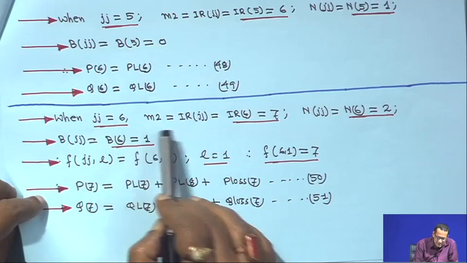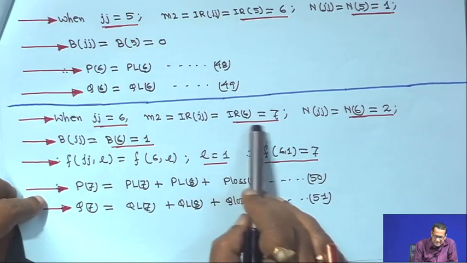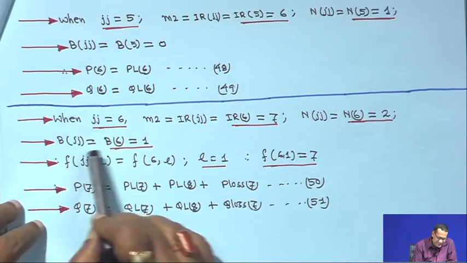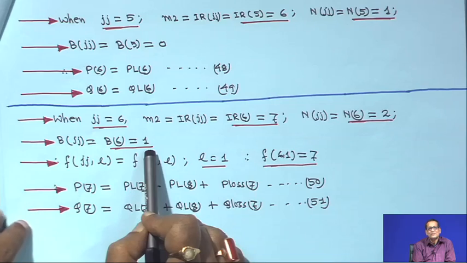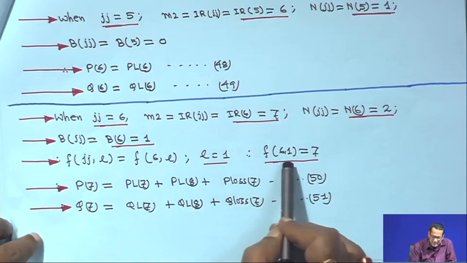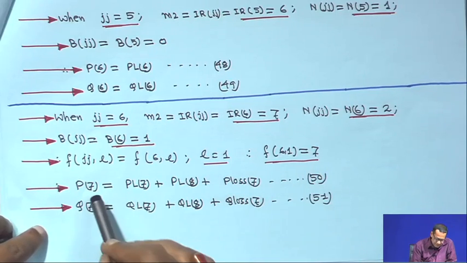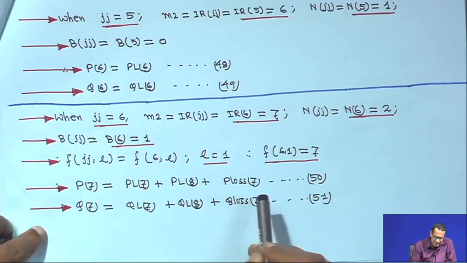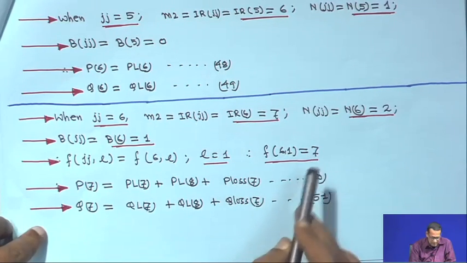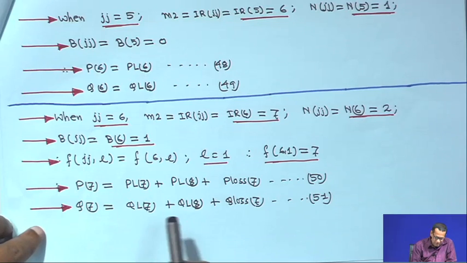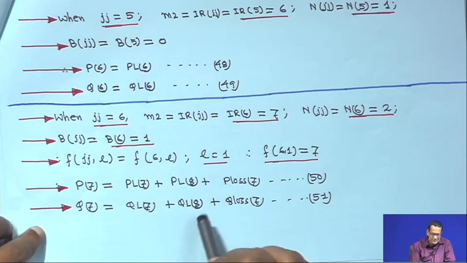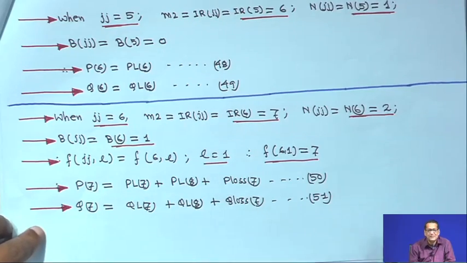When JJ is equal to 6, M2 is equal to IRJJ, IR6, is 7 and NJJ, N6, is equal to 2, the same as before, and BJJ, B6, is equal to 1, you can check from the table, right. So FJL is equal to F6L, that is L is equal to 1, so only one element, F61 is equal to 7. Therefore, P7 is equal to PL7 plus PL8 plus P loss 7, because this element F61 is 7, branch 7. And Q7 is equal to QL7 plus QL8 plus Q loss 7. So this is equation 51. These two equations are the same, one for P and one for Q, but everything remains the same, the same terms, right.